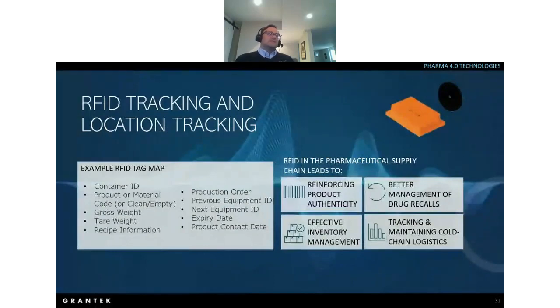Next, I'd like to discuss RFID, or radio frequency identification, as well as real-time location tracking. RFID enables you to read and write data onto a small tag that can be affixed to a container of product, a piece of clothing, a tool, a piece of equipment, and then you can use that data for a multitude of purposes. Some of the benefits of using RFID in the pharmaceutical supply chain are that it can enable the enforcement of product authenticity and combat counterfeit pharmaceutical products.